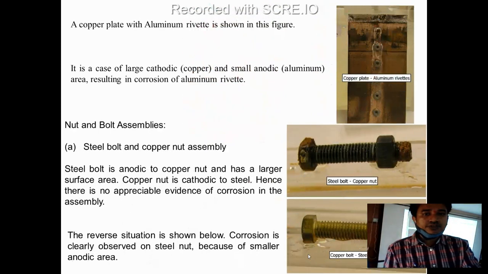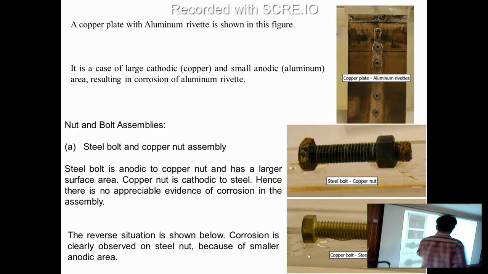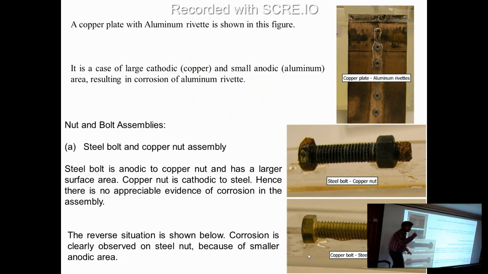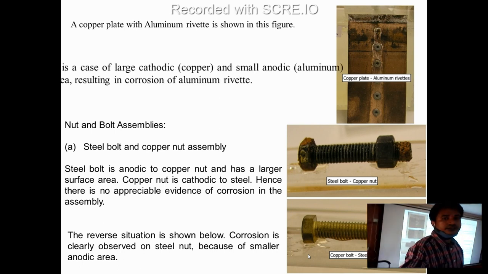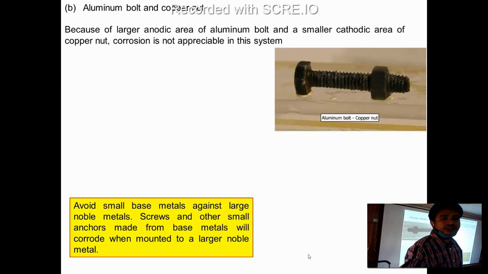Understand? I can show you a lot of examples. You see? Maybe the color contrast is not good. This copper bolt with steel nut will be corroded faster compared to steel bolt with copper nut. So, one is protected and the other will corrode. So, dissimilar metals will be connected. So, these are called designer's part. Maybe I can show you some more examples.